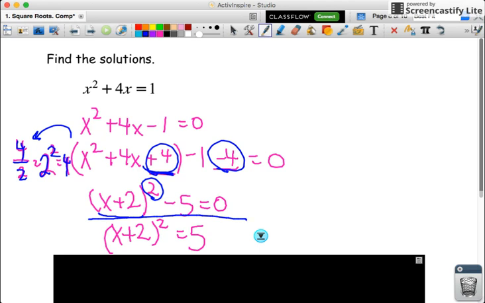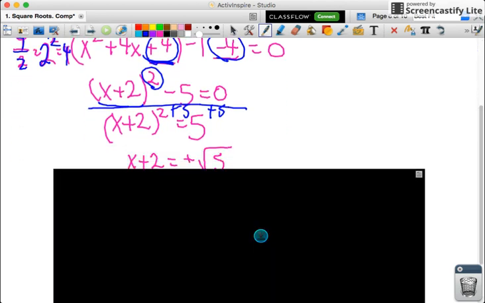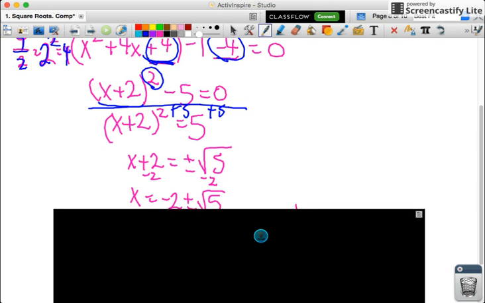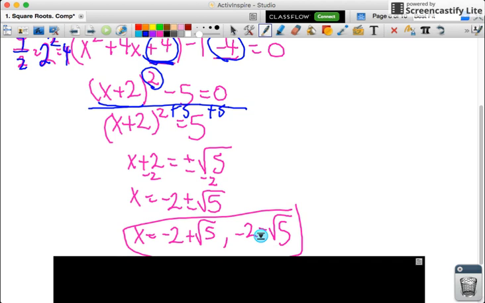Well, now I want to find the solution. So I want to solve by doing square roots. So I'm going to add 5 to both sides. This will leave me with (x plus 2), the quantity squared, is equal to 5. I got to take the square root here because it's in parentheses. So this leaves me with x plus 2 equals plus or minus the square root of 5. 5's prime. So then I'm going to subtract 2. This gives me negative 2 plus or minus the square root of 5. So my answers are negative 2 plus the square root of 5, negative 2 minus the square root of 5.